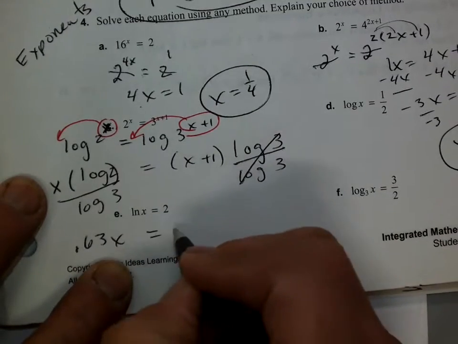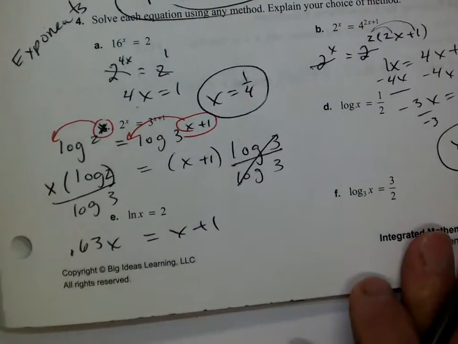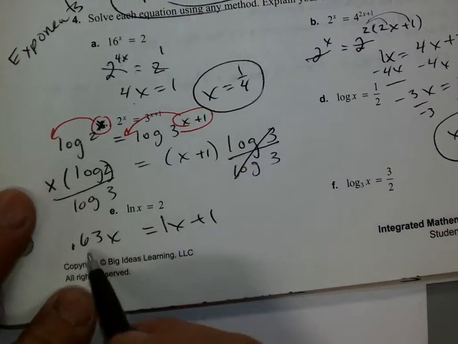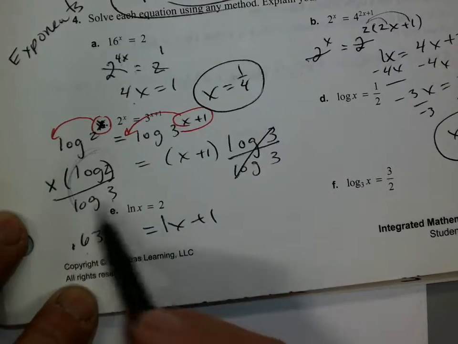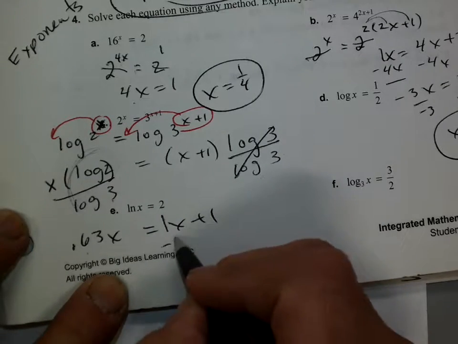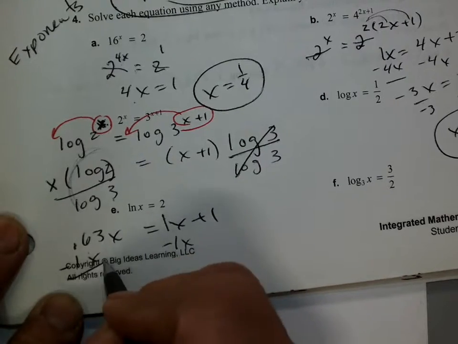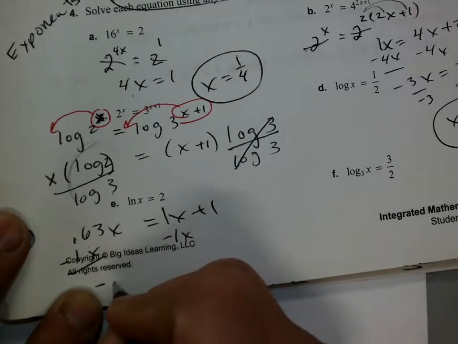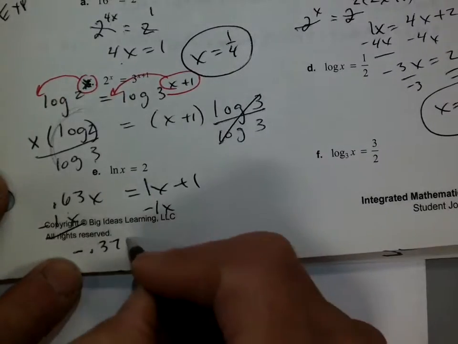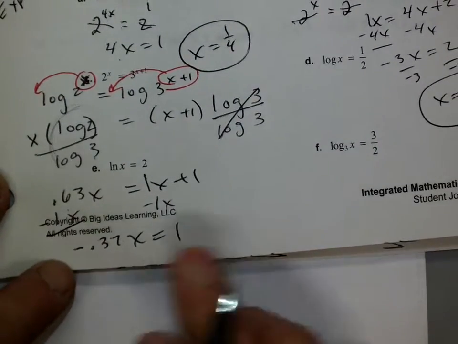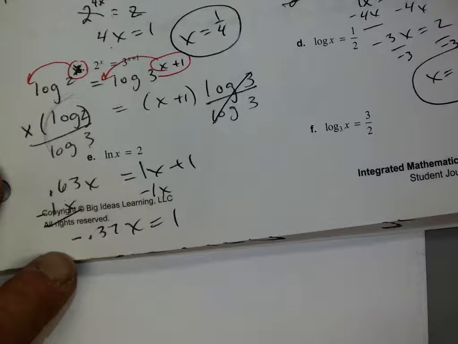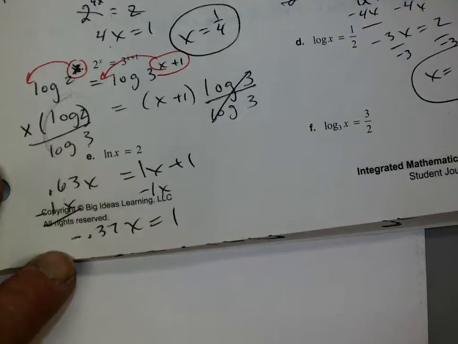So we have 0.63x equals x plus 1. Now it gets to be regular solving for x. I've got 0.63x, so to solve for x, I'll go minus 1x, minus 1x. Now decimals, I'm just going to use my calculator. What is 0.63 subtract 1? I get negative 0.37x equals 1. I divide 1 by negative 0.37, and I get an answer of about negative 2.7.